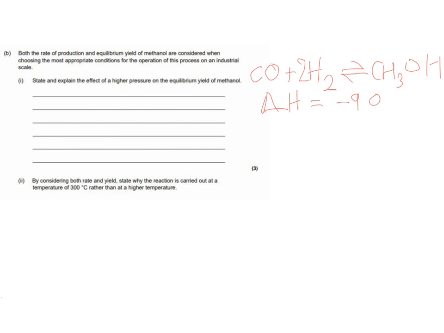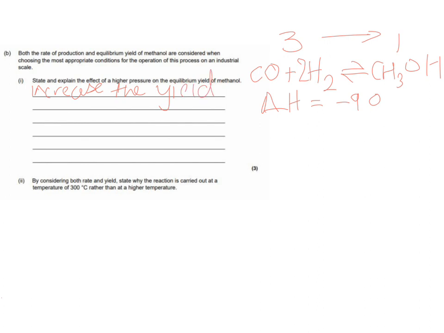Well, we need to look at the number of moles on each side of the equation. So we've got 3 moles on this side, 1 mole on the product side. So on the left there are more moles, on the right there are fewer moles. Therefore, increasing the pressure is going to shift away from the side with the most moles to the side of the fewer moles. So it's going to shift to the right to the product. So it's going to increase the yield.